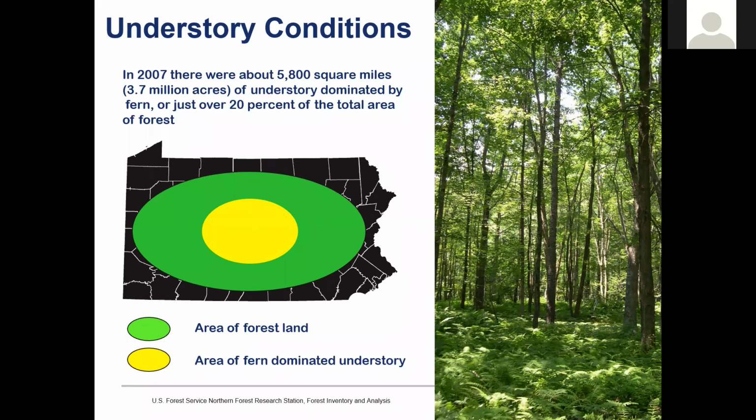So I don't know what the dominance is in New York State. I haven't seen a lot in Western New York, but I have seen some places in the Adirondacks that are starting to become more problematic with fern dominance in the understories.